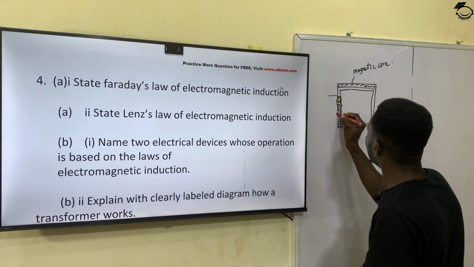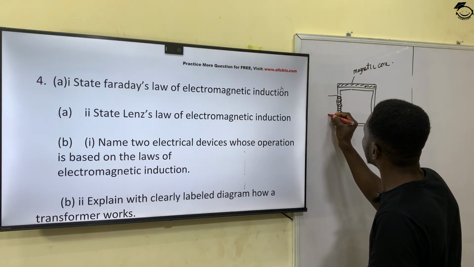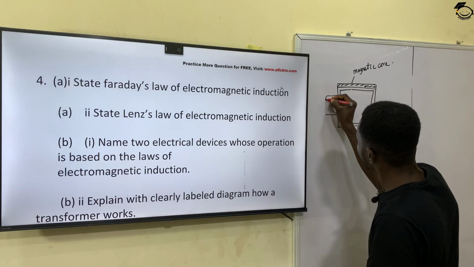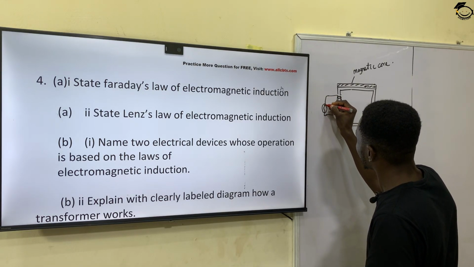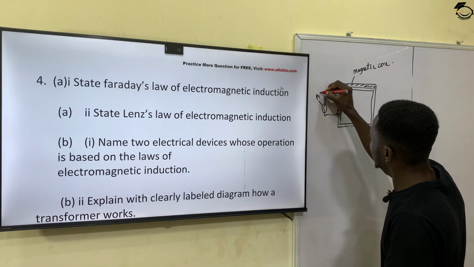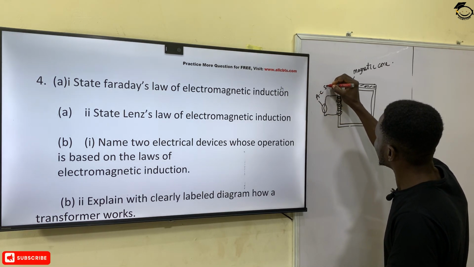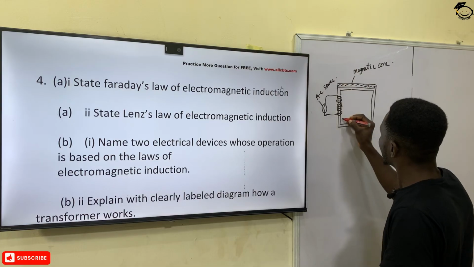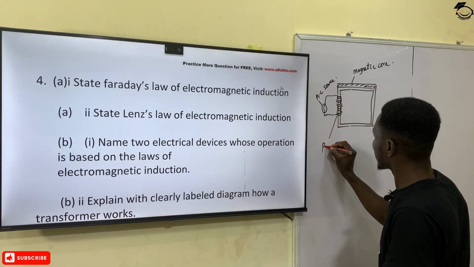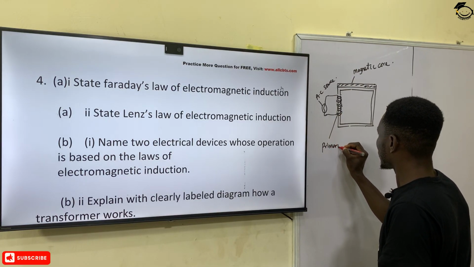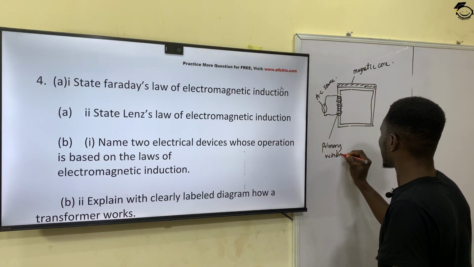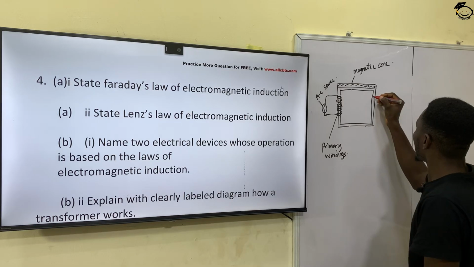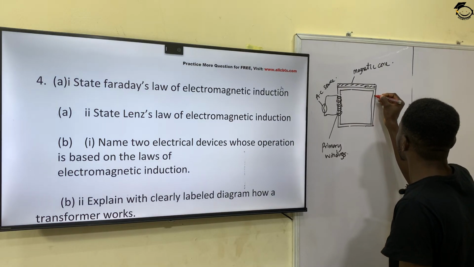So the primary windings are connected to your AC source. This is the AC source. This is the primary windings. Then you also have your secondary windings here.